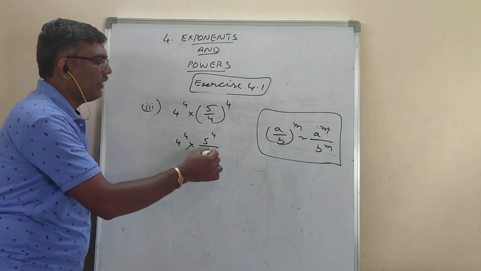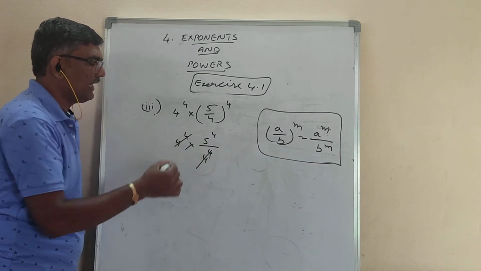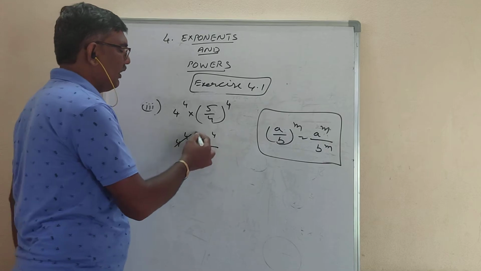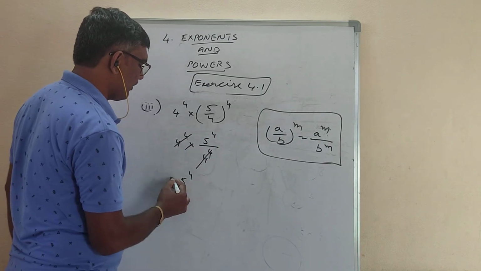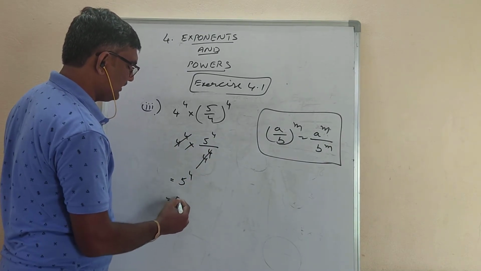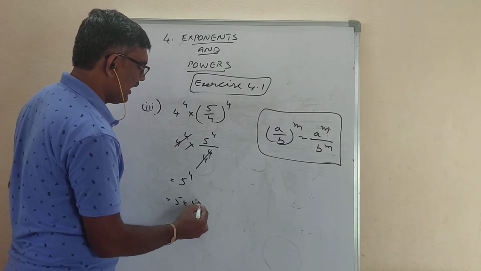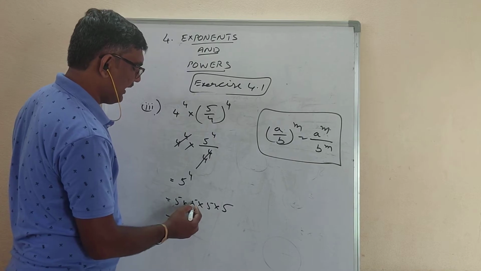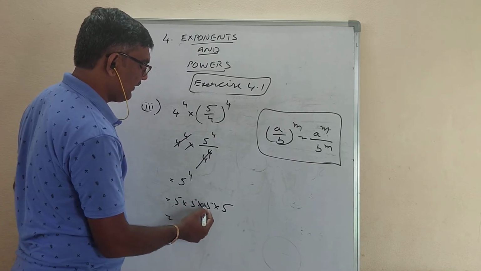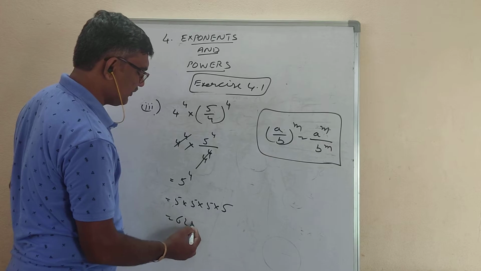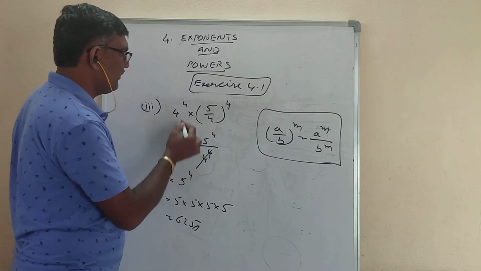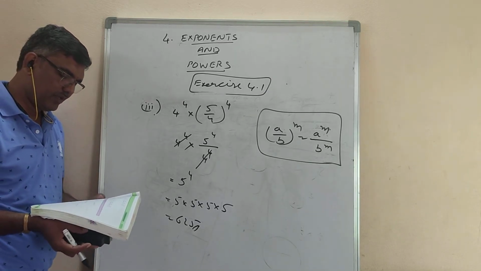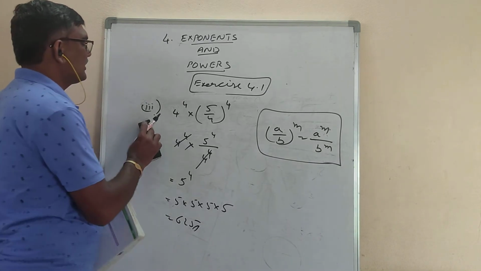Okay. Now what do you have to do? 4^4, 4^4 cancel. Because into is there, you can do cancellations. What is remaining? 5^4. 5^4 means you have to multiply 5, 4 times. 5 5s are 25. 25 5s are 125. 125 5s are 625. So what is the answer for this question? 625.